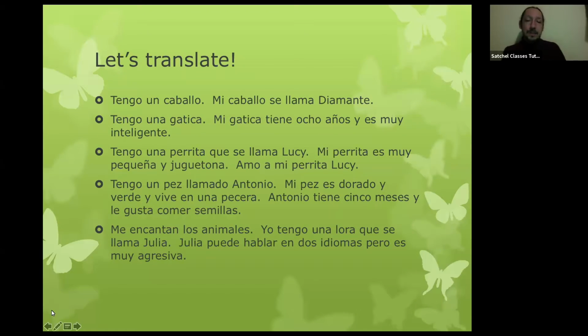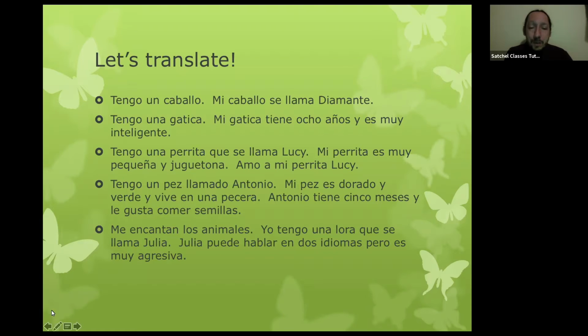Tengo una perrita que se llama Lucy. Mi perrita es muy pequeña y juguetona. Amo a mi perrita Lucy. I have a little dog, or a doggy, that is called Lucy. My little dog, or my doggy, is very small and playful. Now we have a new sentence here. Amo a mi perrita Lucy. That means I love my doggy Lucy.